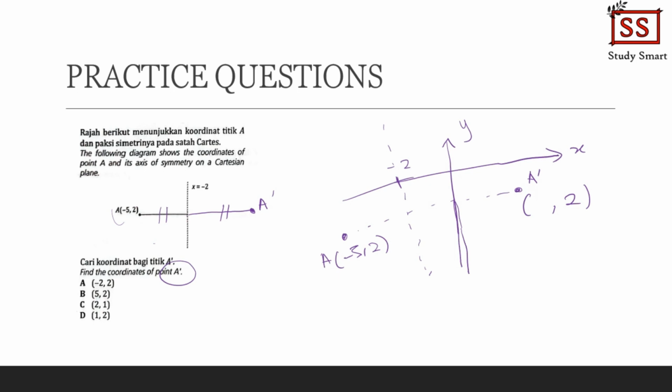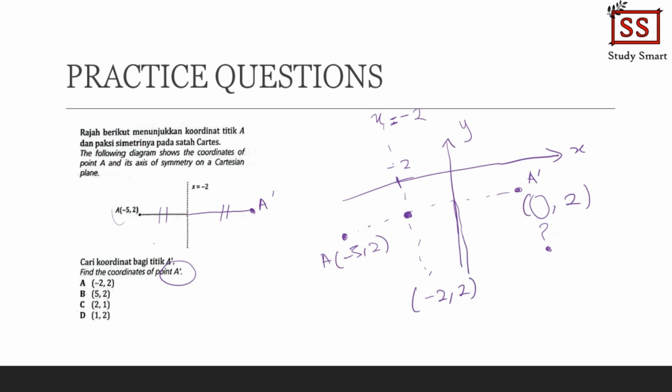Just this value will be different, so you need to know what this value is. Very easy. First of all, find the distance between point A and the axis x equals negative 2. This line we call x equals negative 2. If x equals negative 2, what is the point over here? Very easy, negative 2, 2.